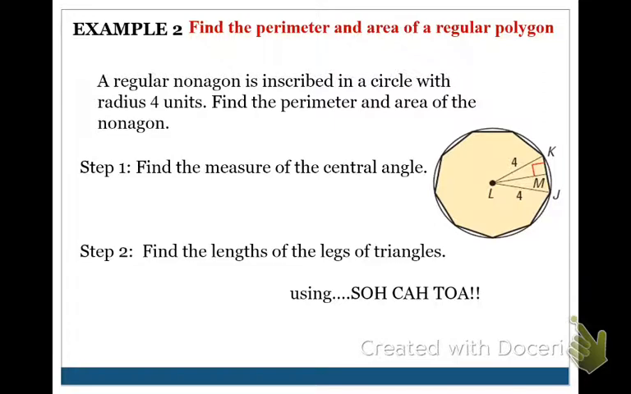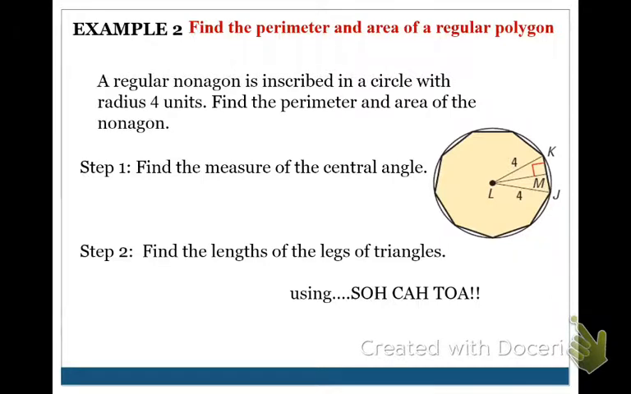Find the perimeter of a regular n-gon. A regular nonagon is inscribed in a circle with a radius of 4. Find the perimeter and area of the nonagon. So here, they just give you one length. Before, in all these example problems, we had 2 lengths, so we could do Pythagorean theorem. Now I've got to use trig. If it's a nonagon, how can we find the measure of its central angle?